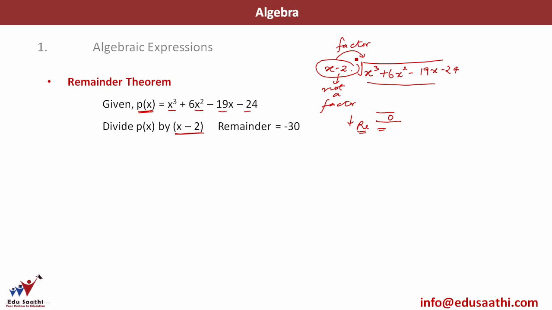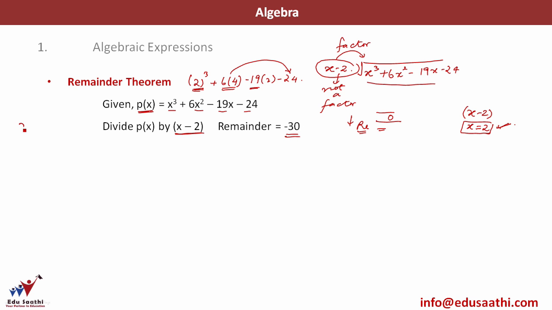So to check this, for x minus 2, I'll put x is equal to 2. That means I will take x is equal to 2 as my input. So if I put it here, this will be 2 cube plus 6 into 2 square, which is 4, minus 19 into 2 minus 24. So this is 8 plus 24, which can be cancelled with this 24. So this will be 8 minus 19 into 2, which is 38. I'll get a remainder of minus 30.